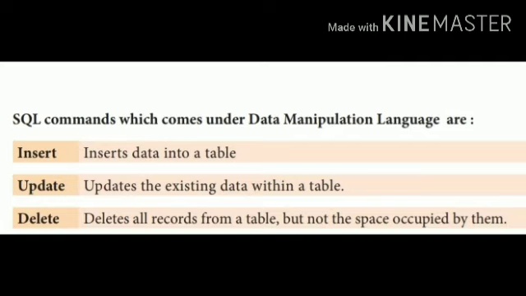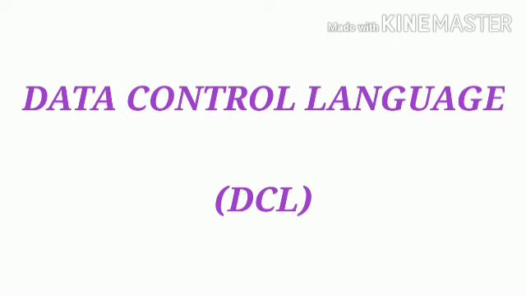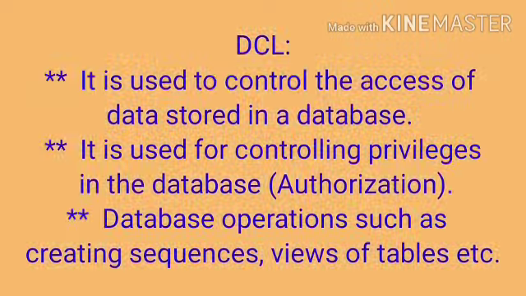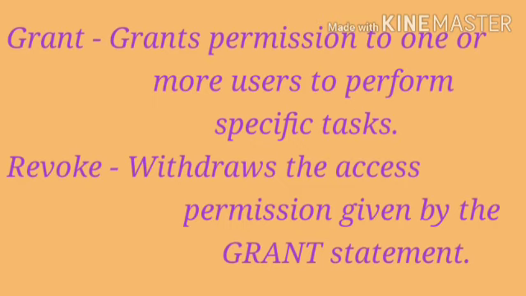The next one is data control language, which is mainly used to control the access of data in a database, and also controls the privileges in the database. It consists of two commands. One is grant, another one is revoke. The grant command is mainly used to give permission to one or more users to perform a particular task. Okay. Revoke command is used to withdraw the permission. That is, grant பண்ண permission withdraw பண்ணுறதுக்காக யூஸ் பண்ணுறது தான் இது revoke command.